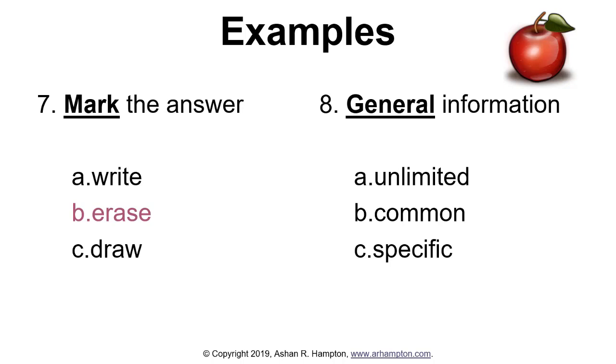Number 8, general information. Is the opposite of general unlimited, common, or specific? The answer is C, specific, which is the opposite or antonym for general.